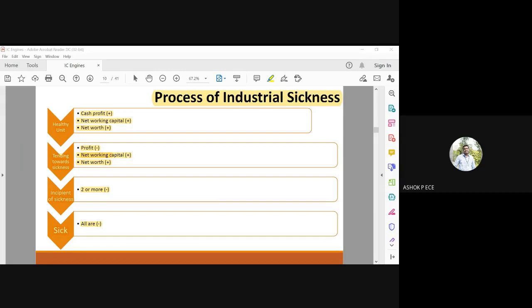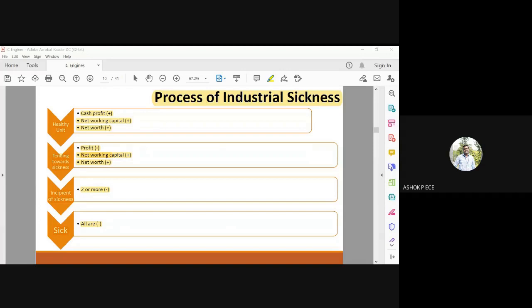First one is going to be cash profit. Next one is net working capital, and next one is net worth. Cash profit, you know, is how much profit you get after recovering back your investment. I told you, right? You invested 1 lakh, you got back 1.5 lakhs. So 50,000 is your cash profit. That is positive.